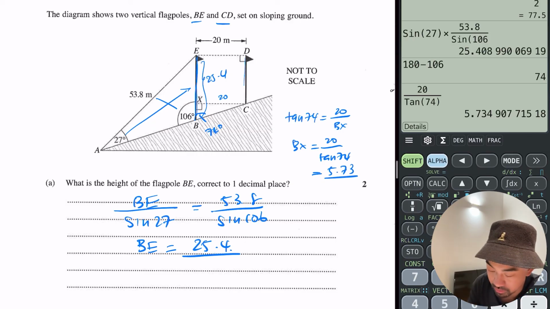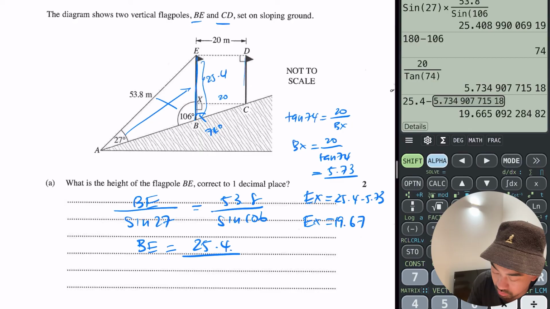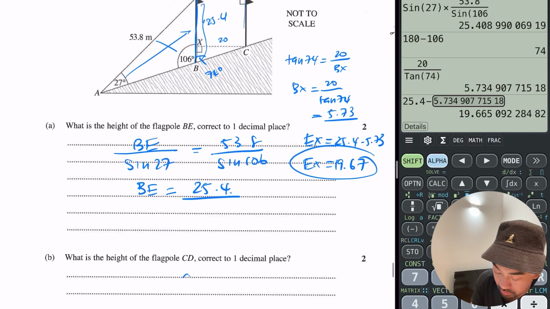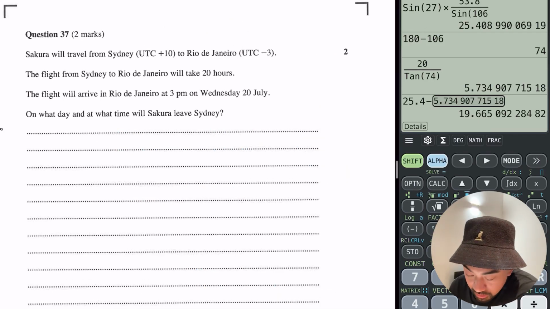So the difference, EX, has to be, because EX is the same as CD here. So EX has to be 25.4 minus 5.73. So EX equals 19.67. So CD is 19.67. Done.